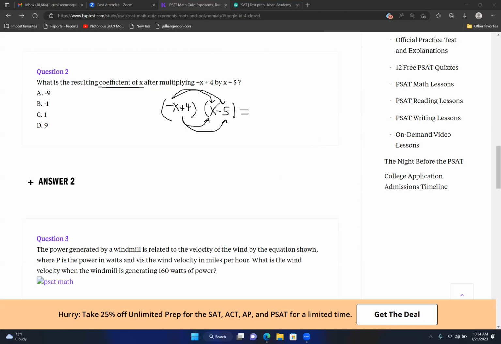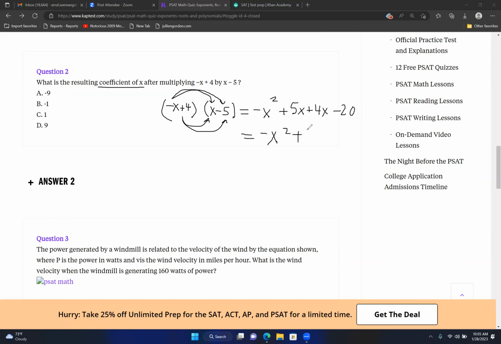So what's negative x times x? Negative x squared, good. That's the first ones multiplied by each other. Now the outside ones multiplied by each other, negative x and negative 5. Positive 5x. Yep, plus 5x, okay. The middle two terms, 4 and x, plus 4x, yeah. And then the last term, 4 times negative 5, negative 20. Okay, now just clean up the middle term, 5x plus 4x.